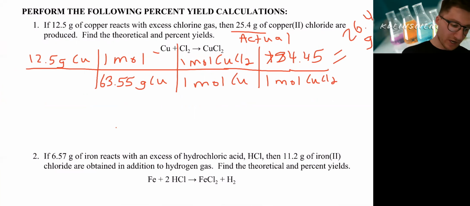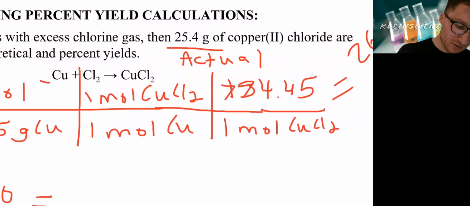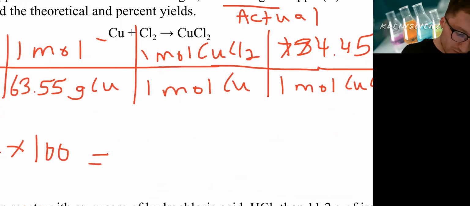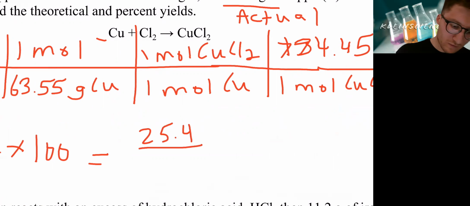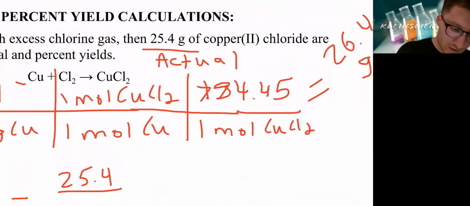Now, when we are calculating percent yield, it is actual yield divided by theoretical yield multiplied by 100. And that's how we're going to get our percent yield. Now, remember that we labeled our actual yield at the beginning of the problem. That's 25.4. So I'm going to write 25.4 on the top. Then we need to put that over the theoretical, which we calculated over here to be 26.4.